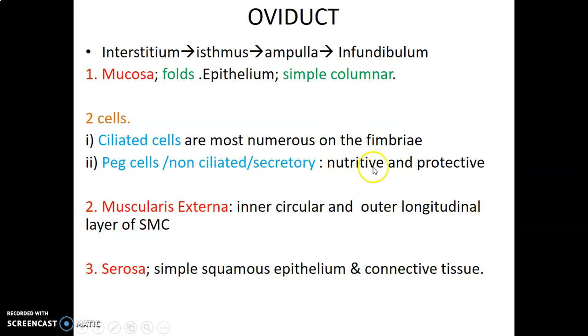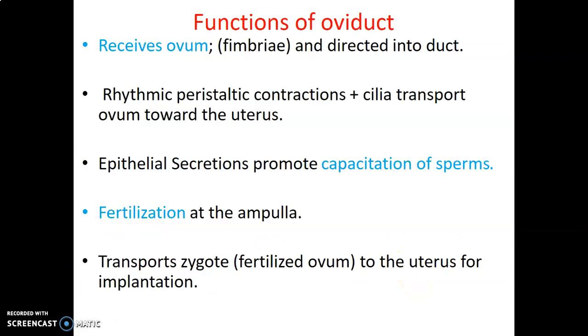When we go to the muscularis externa, this contains two layers of smooth muscle cells, an inner circular and outer longitudinal. Then we have the serosa that contains simple squamous epithelium and largely connective tissue. What are the functions of the fallopian tube? It receives the ovum through the fimbriae, and these are able to direct the ovum into the fallopian tube or oviduct. The oviduct has rhythmic peristaltic contractions as well as cilia, and these transport the ovum towards the uterus.